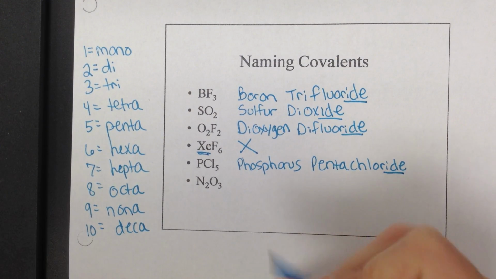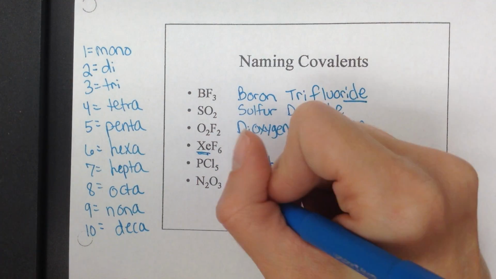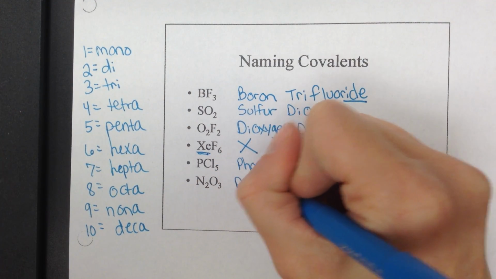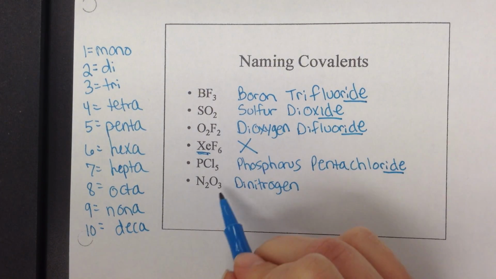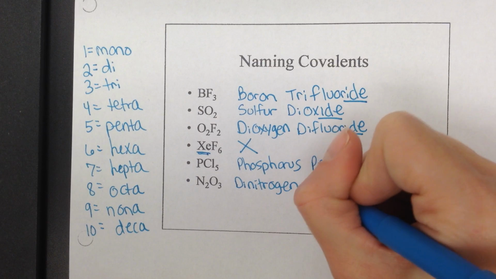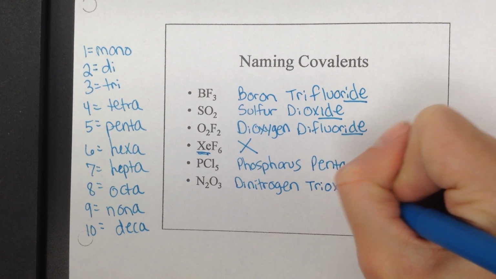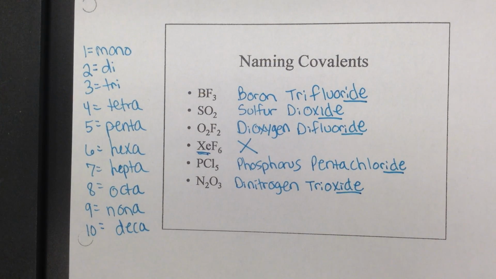And then lastly, you have 2 nitrogens. 2 goes with di. So dinitrogen. And then you have 3 oxygens. 3 goes with tri. So tri, and then you change that ending to IDE. Okay? So that is how you name your covalent compounds.